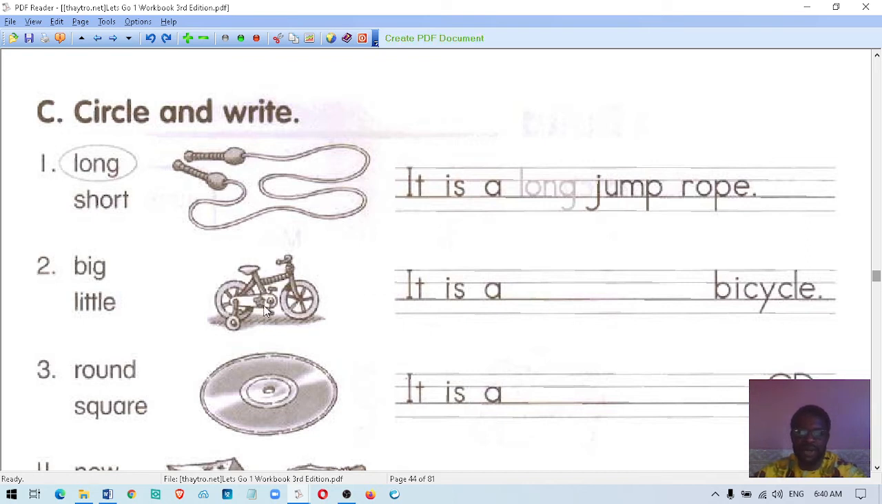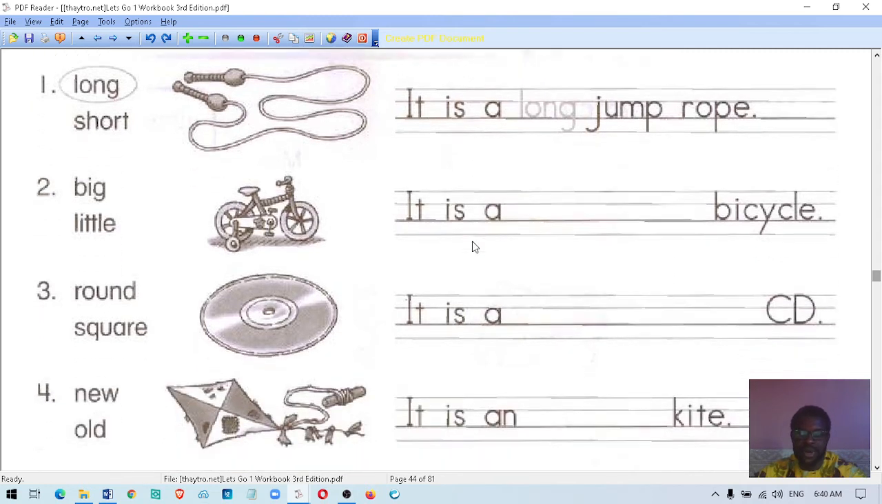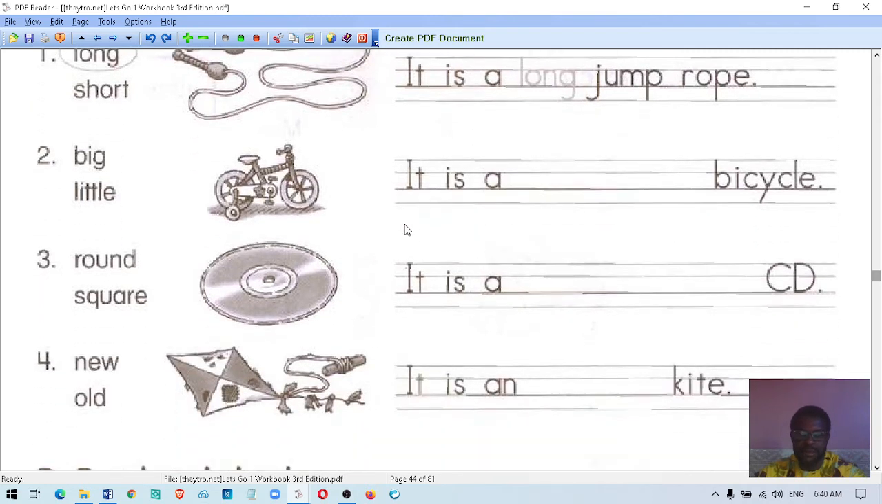But here we've got a bicycle. If we've got like two bicycles here, we'll use what? They are. You see? But when it is only one, we use what? It is. It is a round CD. I know we've done this before, but I'm just bringing you back here. Okay, look at what I've been looking for.